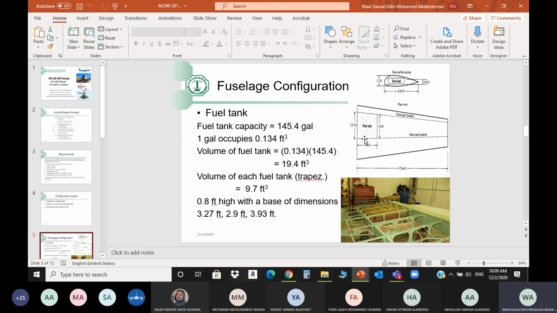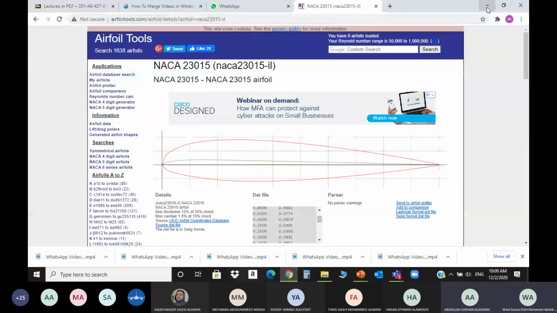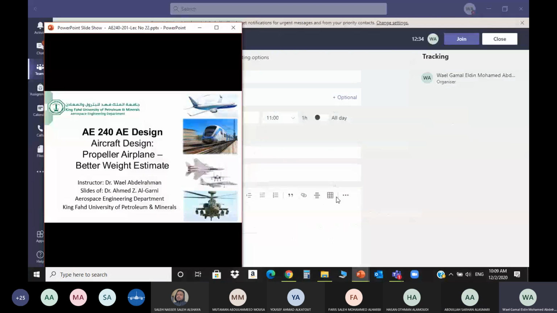If the length is more than 1/3 of the half span, it's not okay. If there is no numerical mistake, send it to me and I will check. Okay. So I hope this was good for everyone.